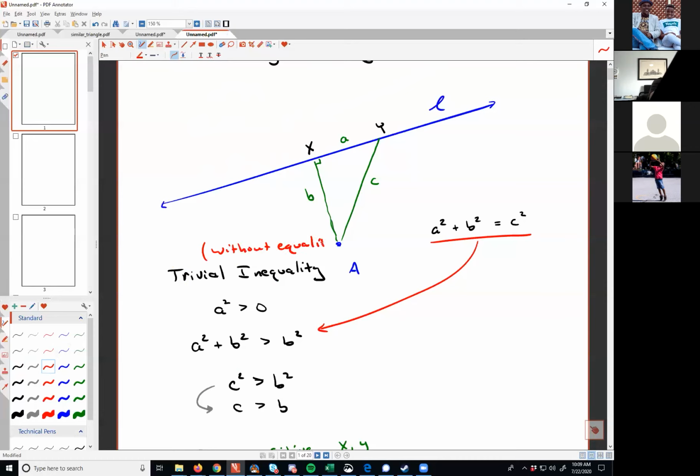So we remove the equality case, and whenever y is a point that is not exactly the point x, then C is greater than B, so B is the shortest possible distance. Any questions or thoughts about this?